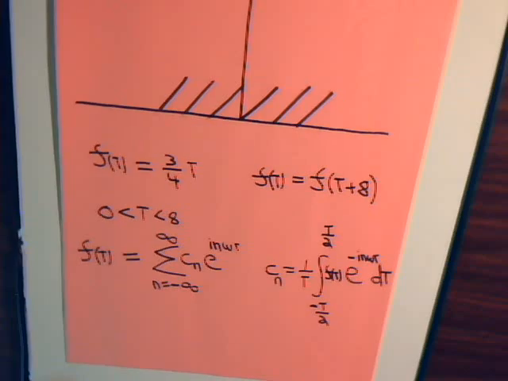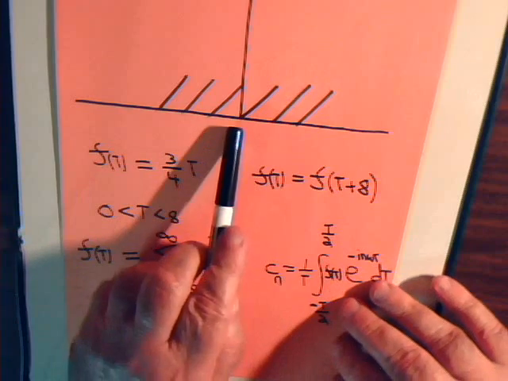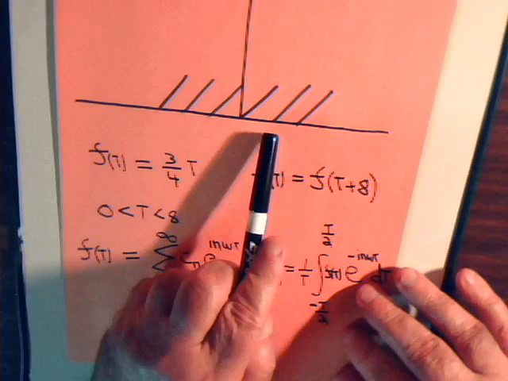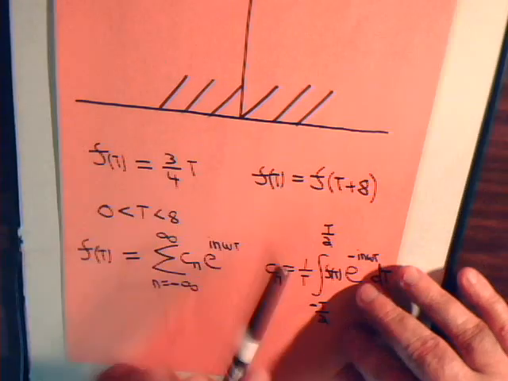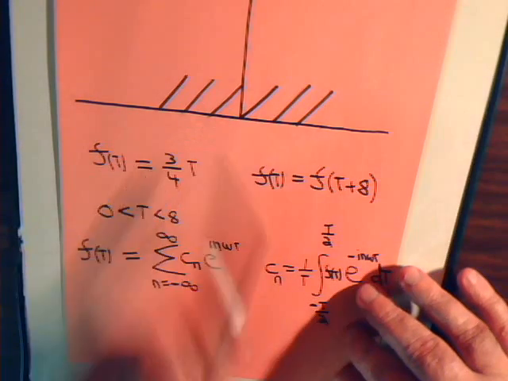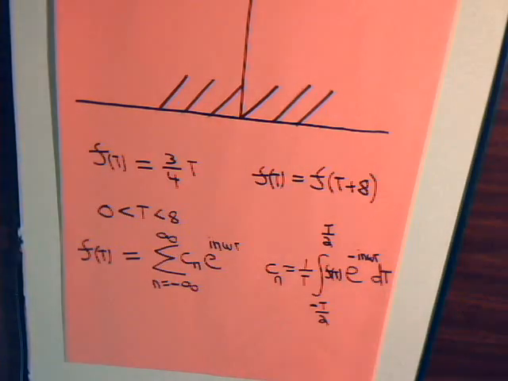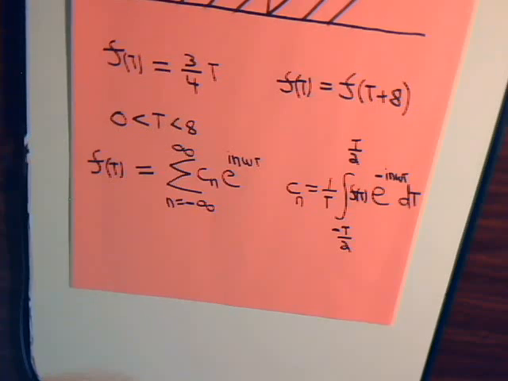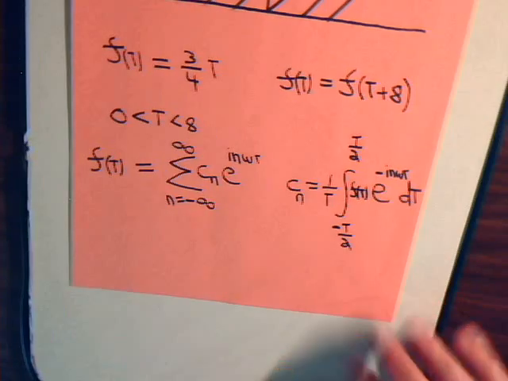Here we're saying that f of t equals 3/4 t, and that is when t is between 0 and 8, and it keeps repeating like that. So this would be between 16 and 24, and so forth. This would be from -8 to 0, -16 to -8. It's 3/4 t, so the height here is 6. And in this video, we want to find an expression for that in a Fourier expansion, only now we want to use the exponential form.